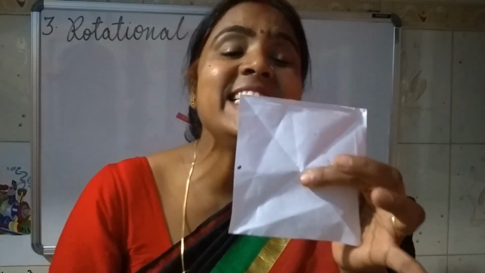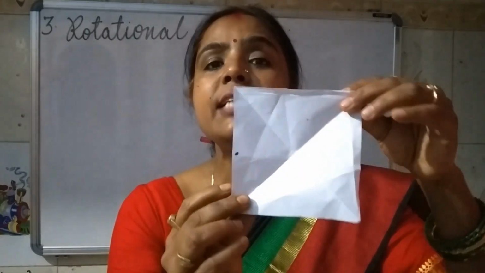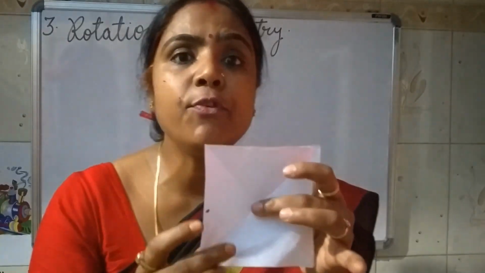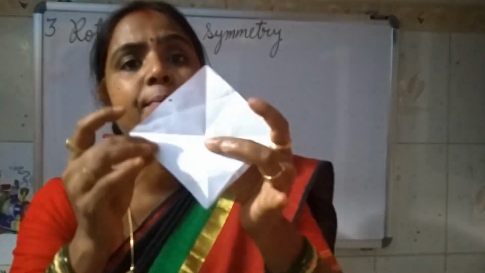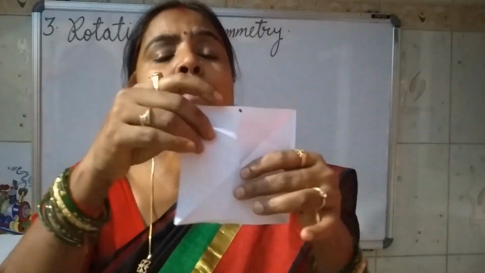So when we rotate anything and we get the same image, then the shape is said to have rotational symmetry. And when it has rotational symmetry, it has a center of rotation also, and it has an order of rotation also. What is the center of rotation? A point around which we are rotating is called the center of rotation. How many times we get the same shape is called the order of rotation.